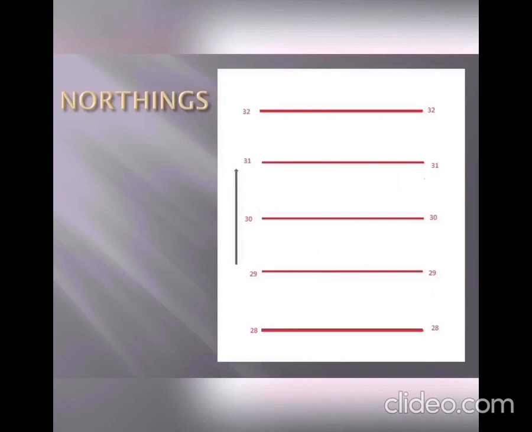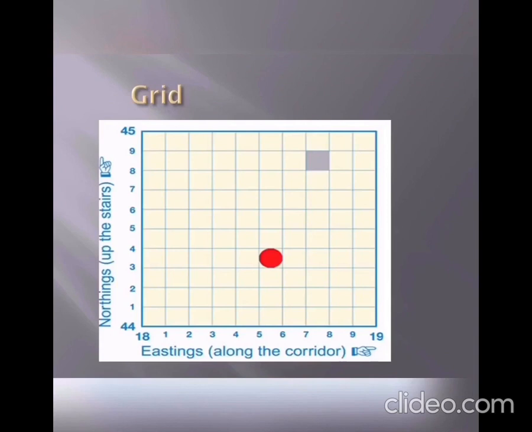The horizontal lines are called northings. The horizontal lines run from east to west. The northings increase in value towards north. In the image, we can see northings increase numerically towards north as 28, 29, 30, 31, 32. The eastings and the northings cut across each other to form a grid. While giving a grid reference, eastings are always stated first, followed by northings.